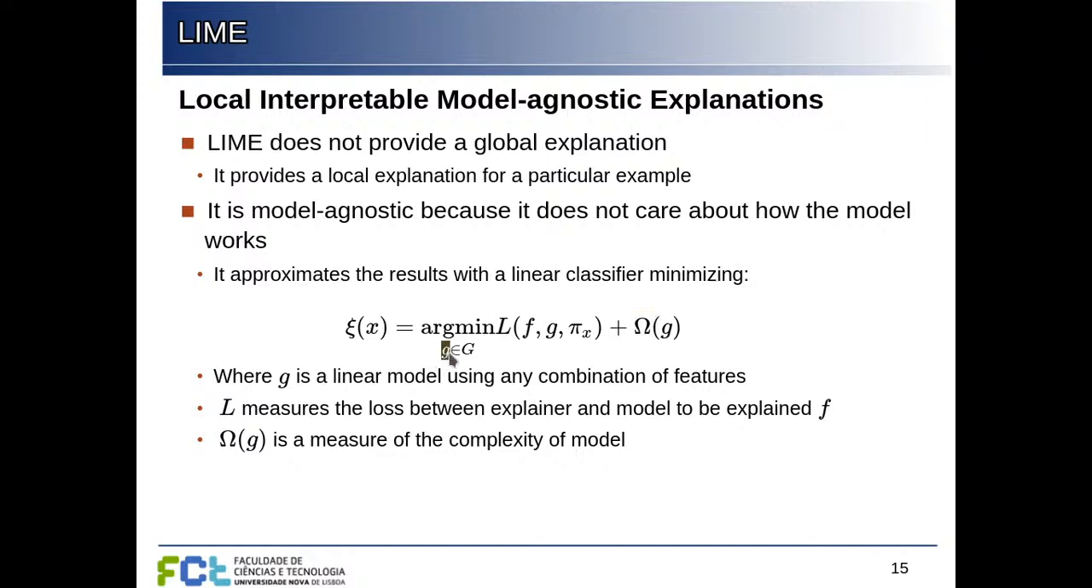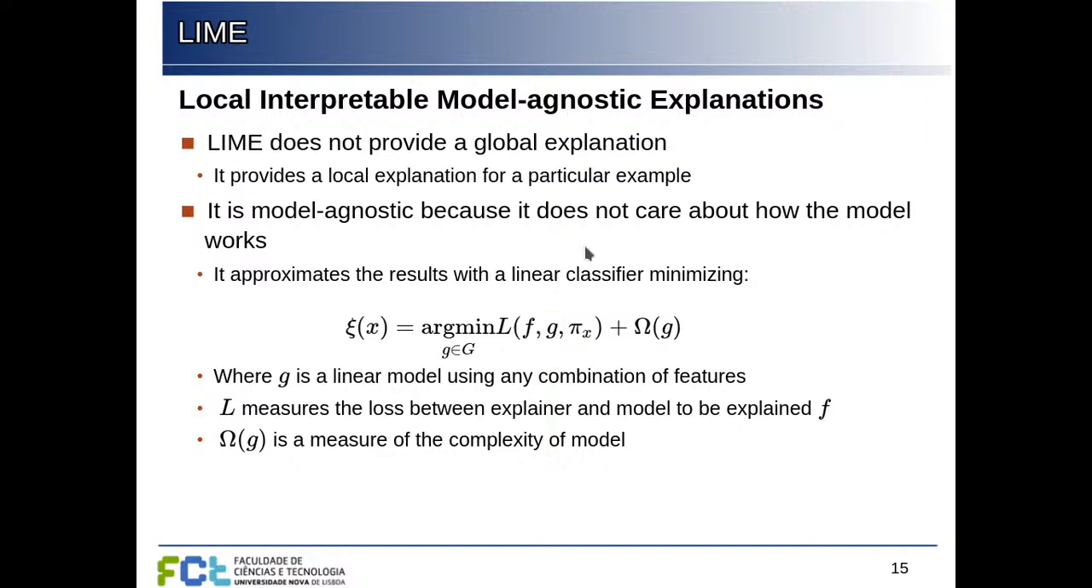Basically, these different possible linear models that LIME is trying in order to minimize this expression use different combinations of features, and we have this measure of the features that the model is using so that we make it as simple as possible and as close as possible to what the model to be explained is outputting. So this is the idea.